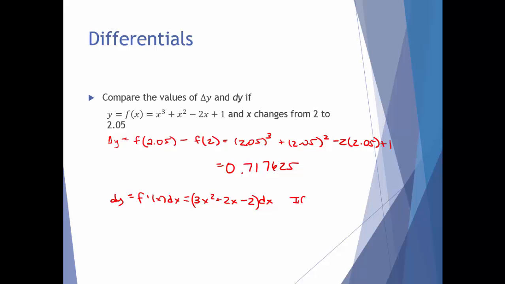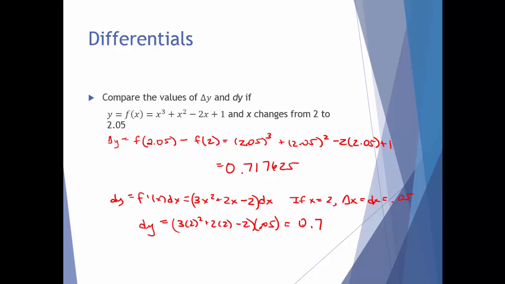So remember, our x is 2, and our delta x, which is our dx, because they're the independent variable, the change in x is the same. We're changing from 2 to 2.05, so that change is 0.05. So in that case, dy is now going to be 3 times 2 squared plus 2 times 2 minus 2, that quantity, times 0.05. Okay, and again, we just put that into our calculator, and we should come up with 0.7.